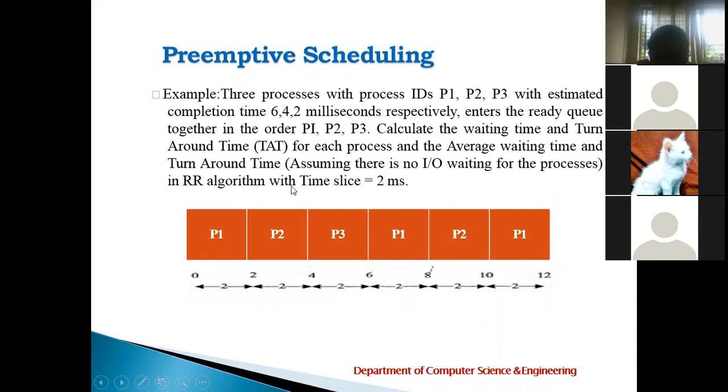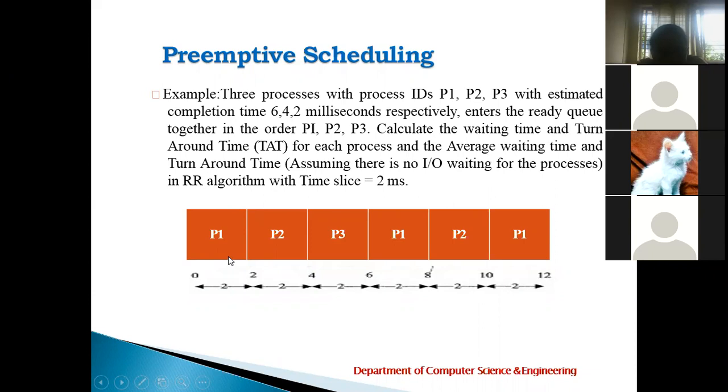But in the RR algorithm, each process will be given a fixed time to execute. That is the time slot, which is 2 milliseconds. Okay. So now based on this, we will try to calculate. What is the question asked here? Calculate the waiting time for each process. Right. So Vaishnavi, who has entered first here?